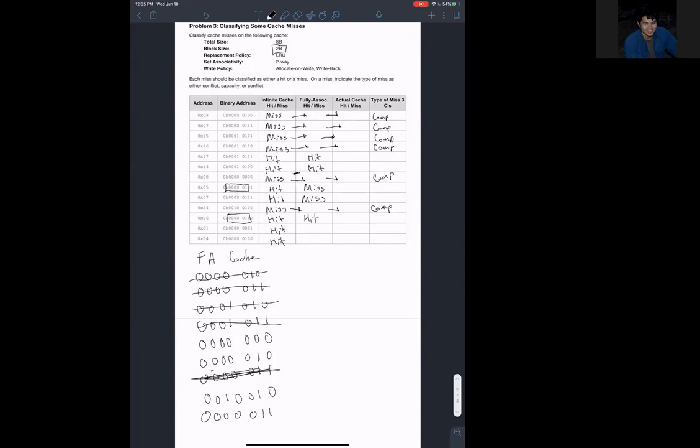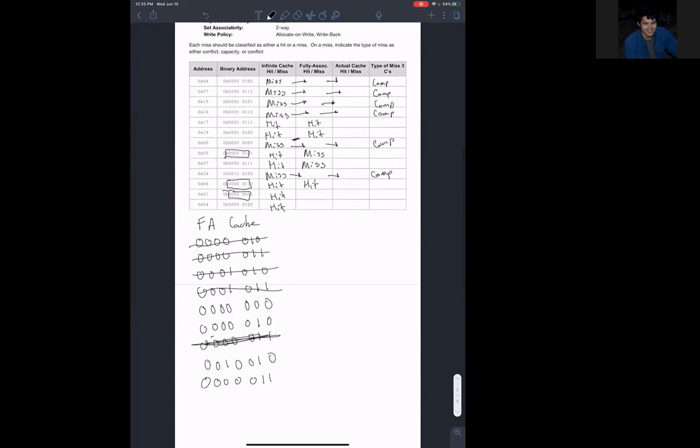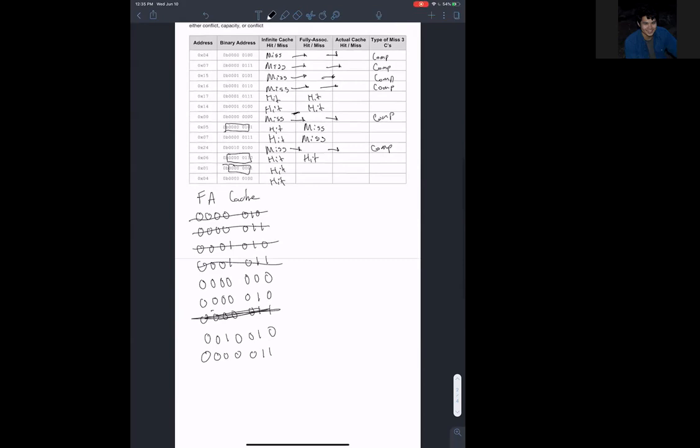Next, we have the address 0x01. And is this address in our cache? Or is that tag in our cache? Yes, so that one is also a hit. And then finally, since that was a hit, that means you just update the tag and have it as our highest priority.